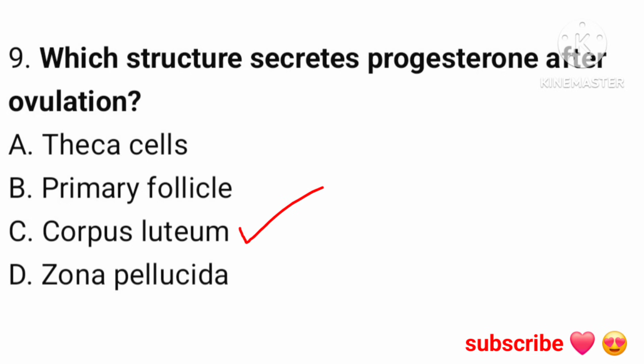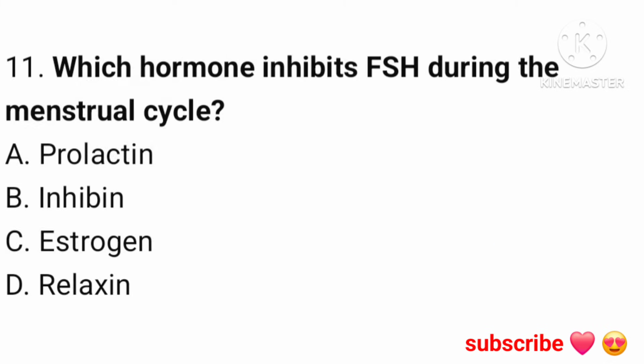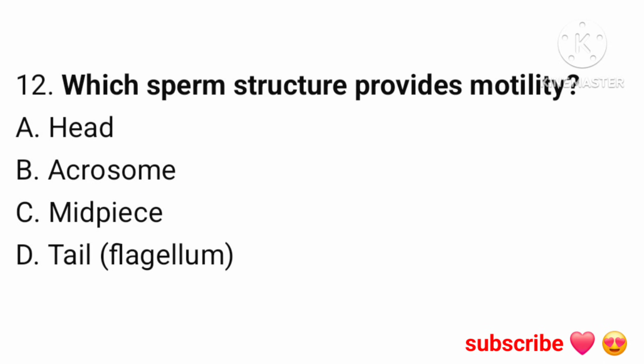Correct option is C. Which uterine layer is shed during menstruation? Correct option is C. Which hormone inhibits FSH during the menstrual cycle? Correct option is B. Which sperm structure provides motility?